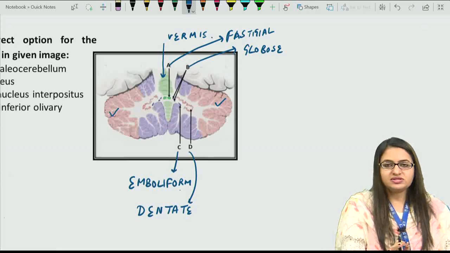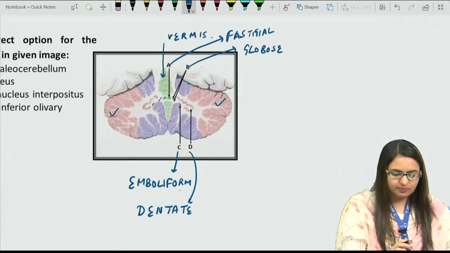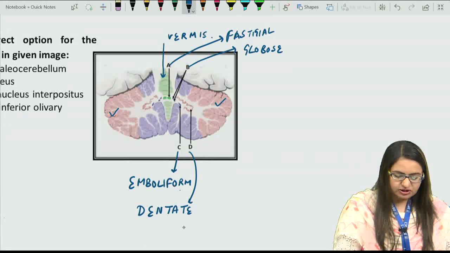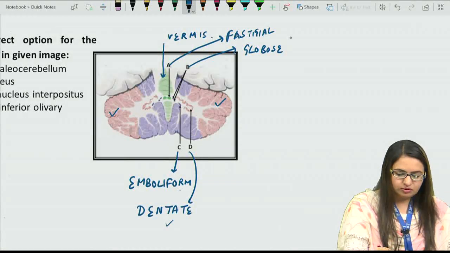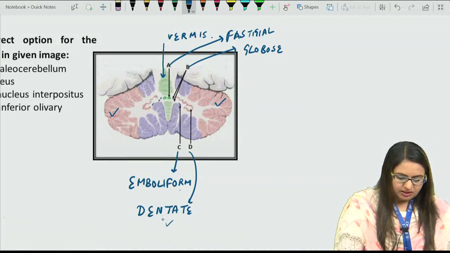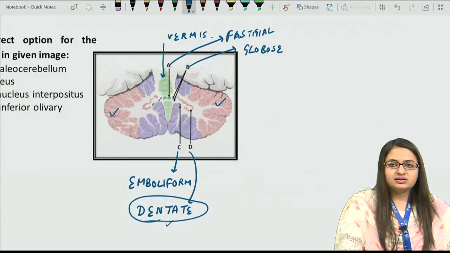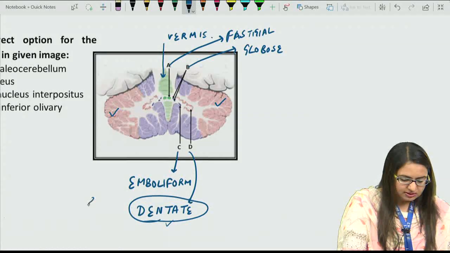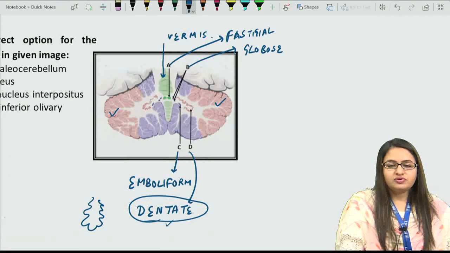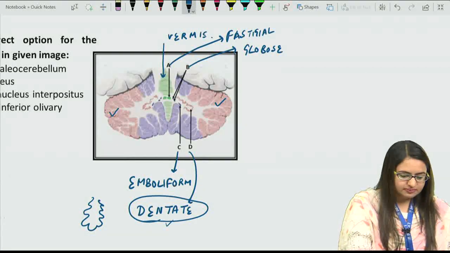These are the four deep cerebellar nuclei which are present in the cerebellum, and from the lateral to the medial side, the lateral most is the dentate, then emboliform, globose, and the fastigial. The shape of the dentate is a crumpled bag shaped appearance. It is having a shape like this, which is similar to the inferior olivary nucleus.